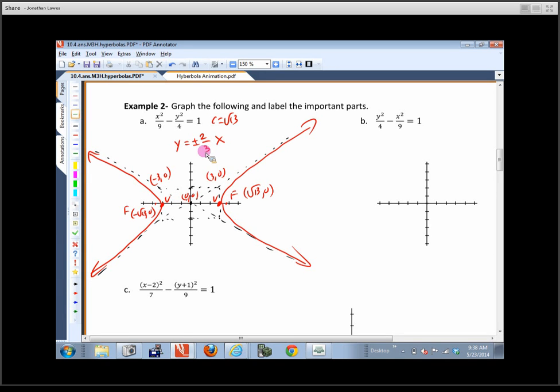Sure? Okay, take a look at this one right here. What's the difference between this one in example B and this one in example A? The only difference is, you'll notice that underneath the y is still a 4, so we'd go 2 in each y direction. The center's still 0, 0. We're going to go 3 in each x direction. The fundamental rectangle is going to look exactly the same. The asymptotes are going to be the same. The difference is, because y is positive, it's going to open up and down instead of right and left.